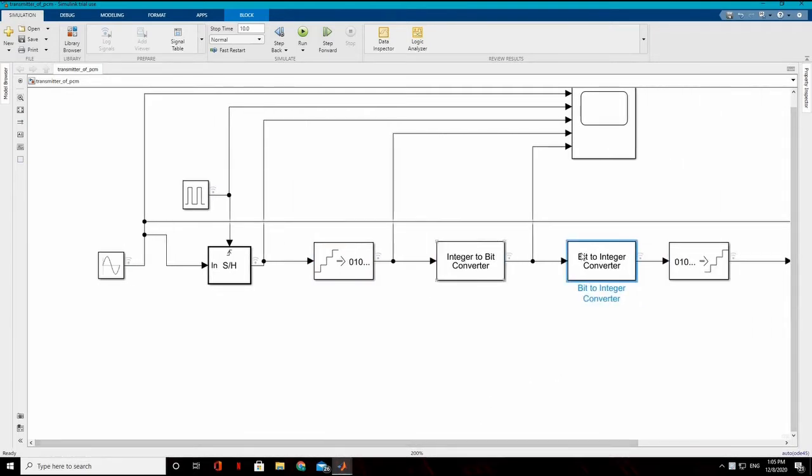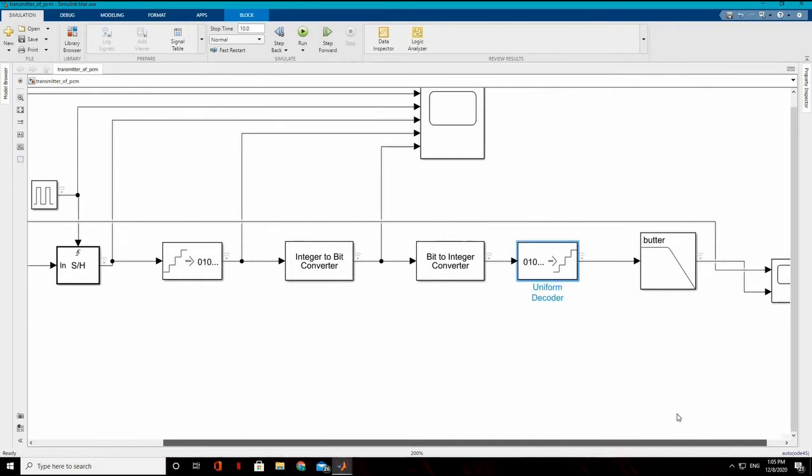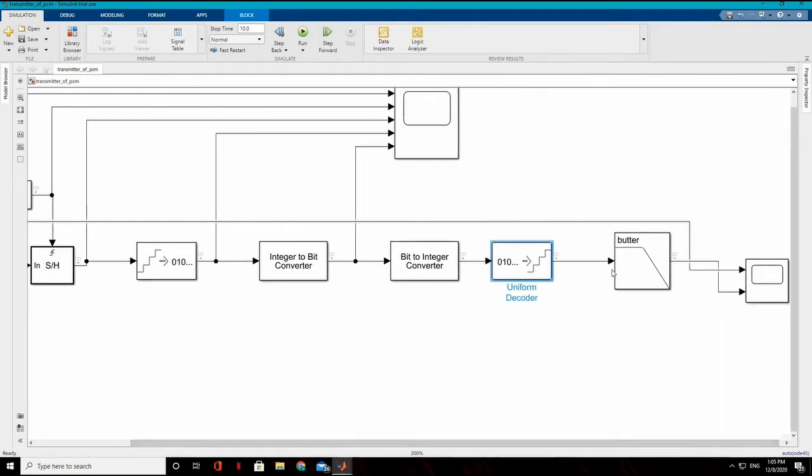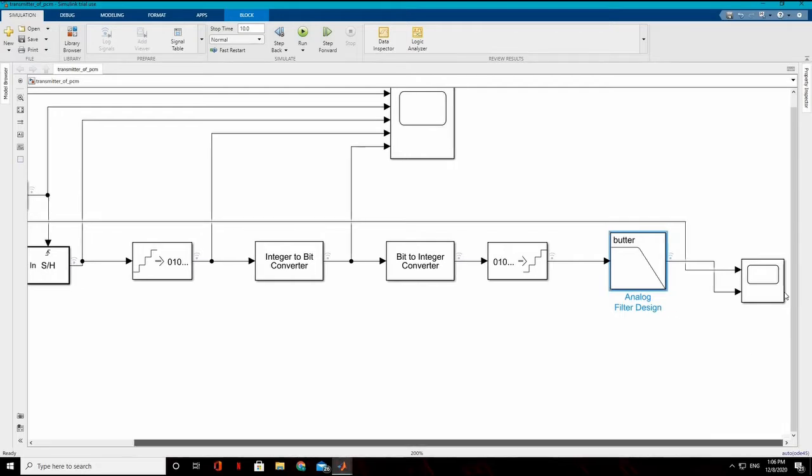As you know, the integer to bit and bit to integer converters are used because the output of the encoder is in the form of words, that is the digits. You need something that represents these digits in the form of an electrical waveform. It will be in the form of a square wave, and I will be using a uniform decoder to convert the staircase function into an analog waveform. I will be using the Butterworth low pass analog filter design that is used to limit the bandwidth of the message signal to W hertz, and I will be using two sinks, that is the scope 1 and the scope.